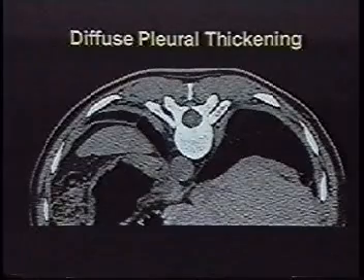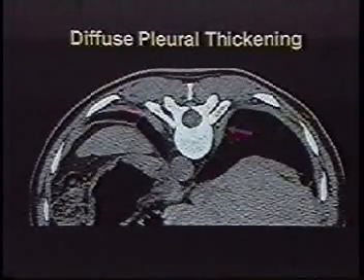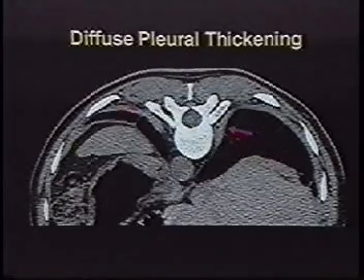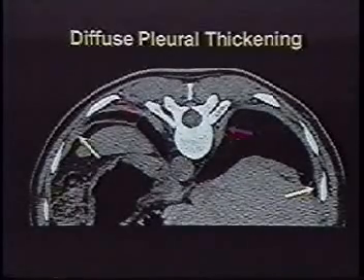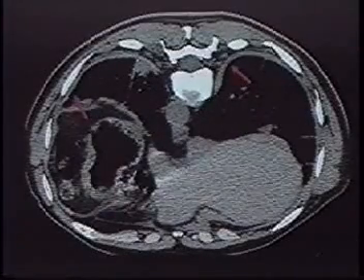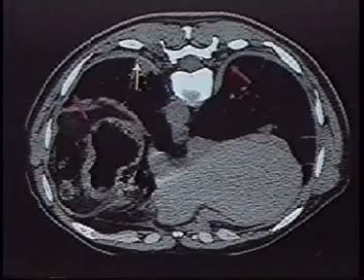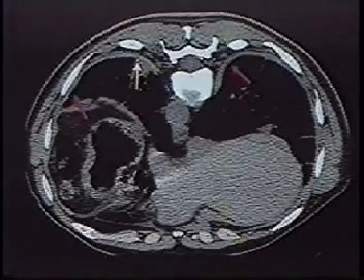CT example of diffuse pleural thickening. Note the extensive and confluent thickening of the pleura with involvement of the posterior and lateral costophrenic sulci. And again, at a different level, thickening at the posterior and lateral costophrenic sulci with a focus of pleural calcification consistent with asbestos exposure.